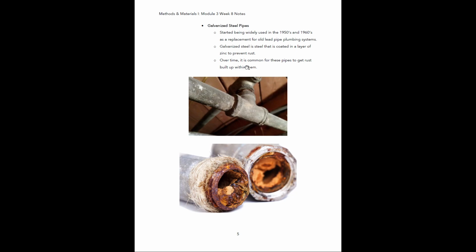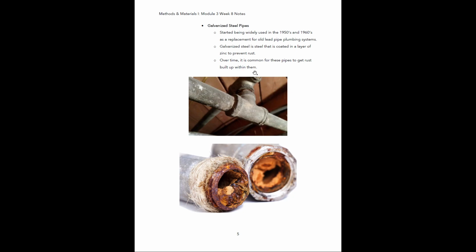All right, the next type is galvanized steel pipes. So these started being widely used in the 1950s and 1960s as a replacement for old lead pipe plumbing systems. Galvanized steel is steel that is coated in a layer of zinc to prevent rust. And over time, it's actually common for these pipes to get rust built up within them.